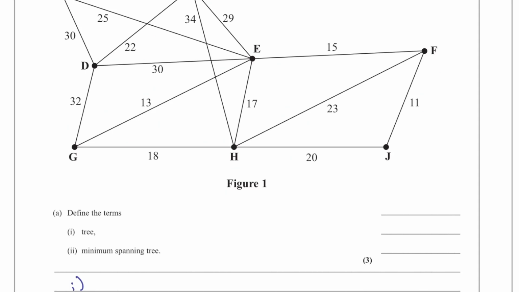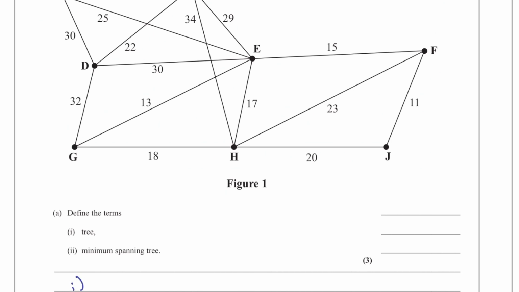Okay, so we're now looking at the January 2020 International A-Level Decision 1 paper. This is question number 2, and we have part A asking us some definitions. So we want to know what a tree is and what a minimum spanning tree is.